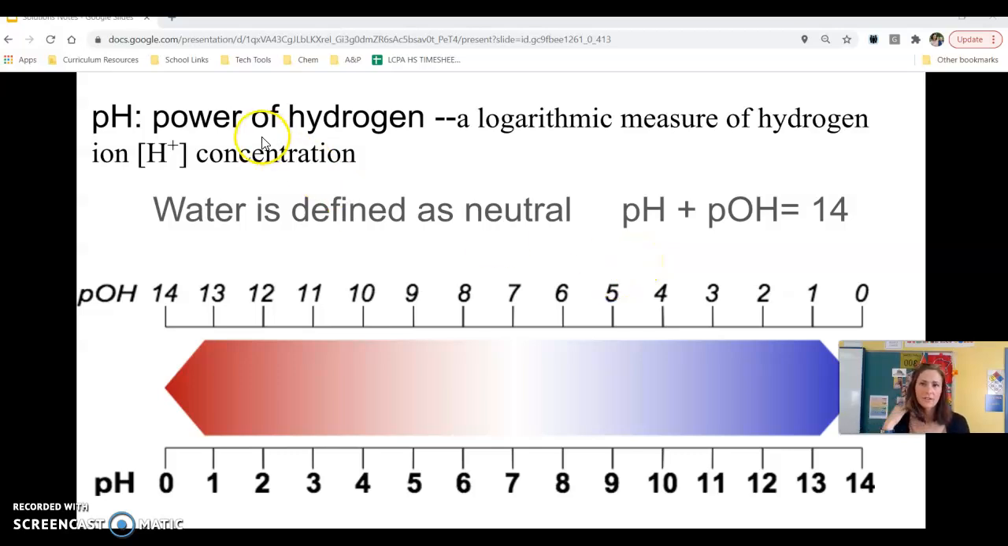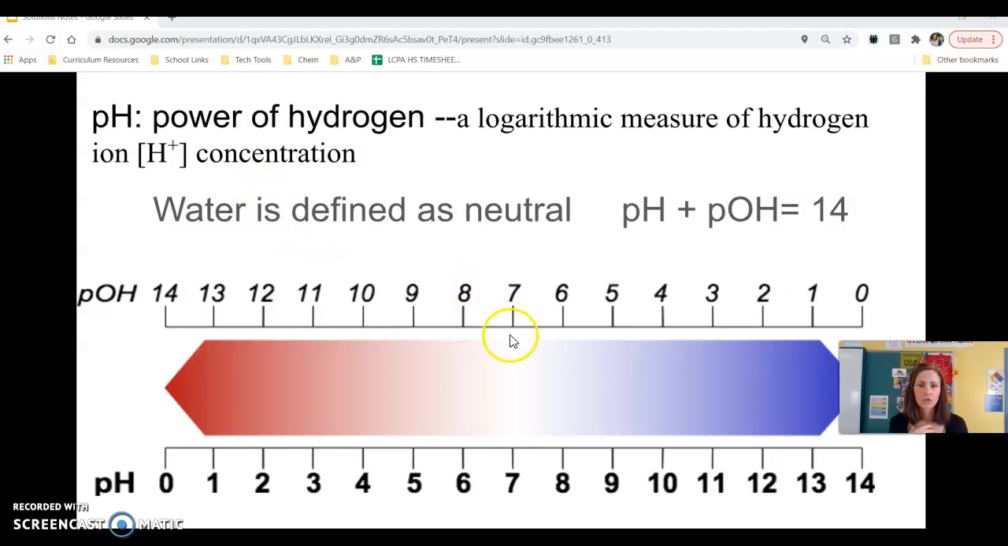But pH stands for the power of hydrogen. And when we talk about power in this case, we're talking about a logarithmic measure. So when we say 10 to the blank power, that's our logarithm there. So pH is the power of that hydronium ion in the solution. So it's our way of measuring how much of that hydronium ion we have.